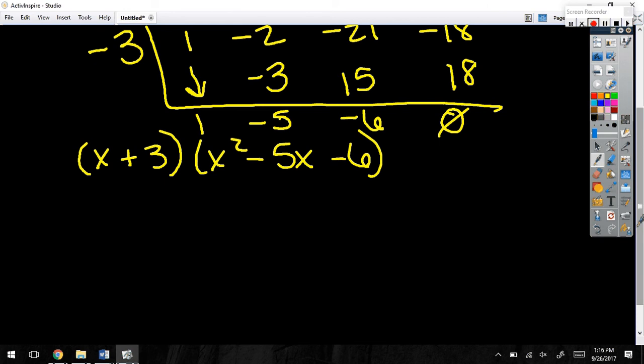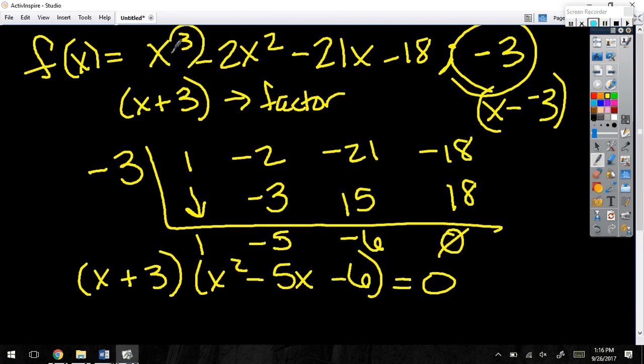My directions were find the zeros of the function, which means I need to set it equal to 0 and answer. Now, -3 is one of the zeros, but how many zeros should this function have? 3. Right?